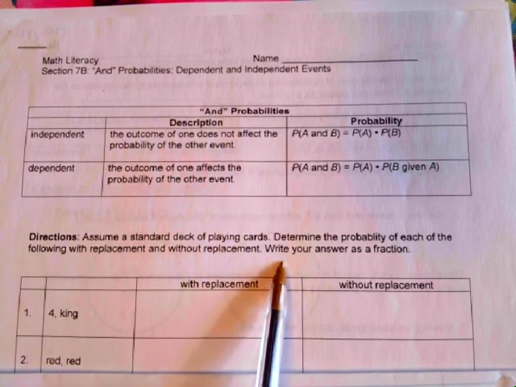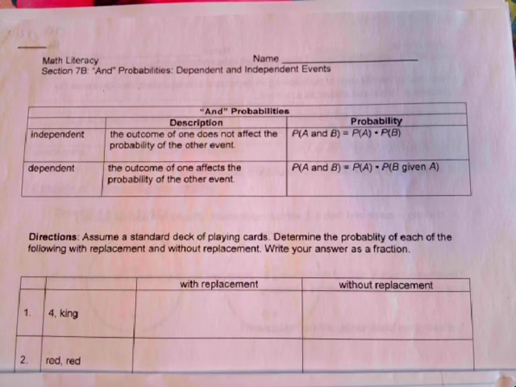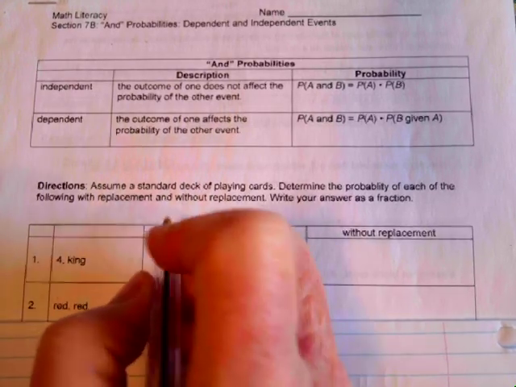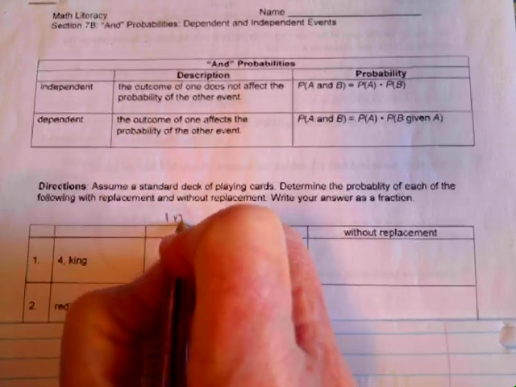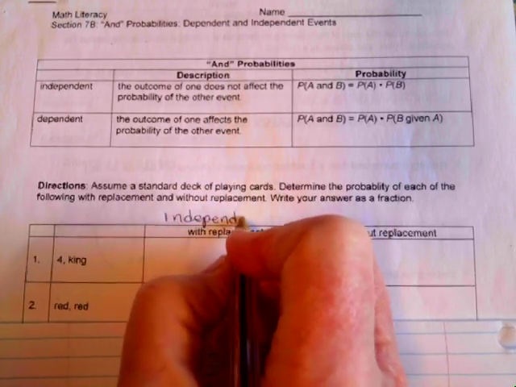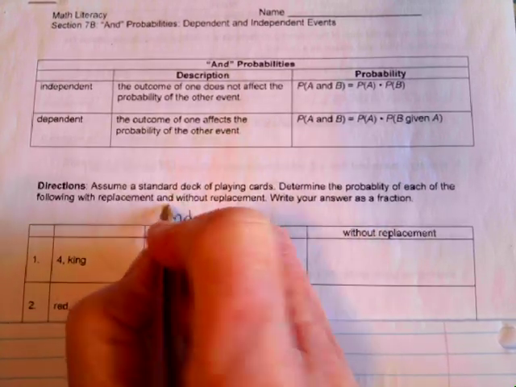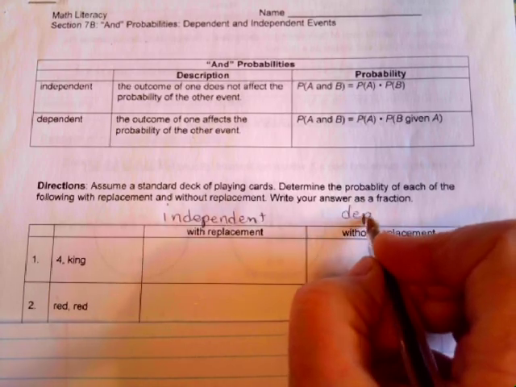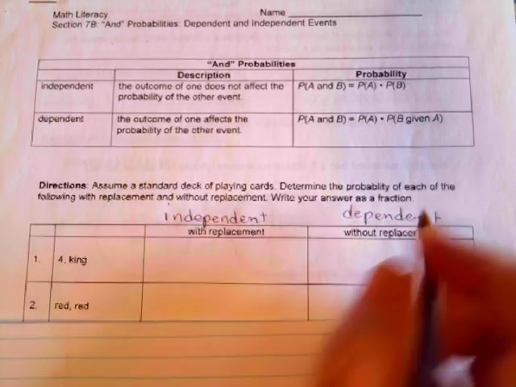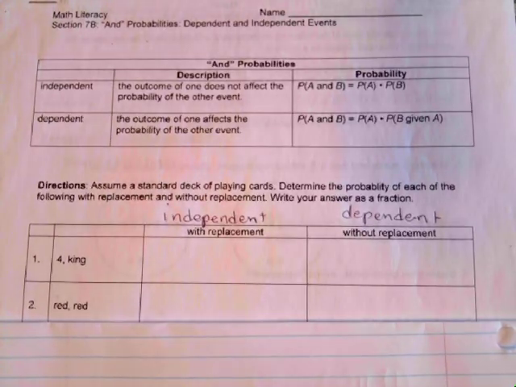Directions: using a standard deck of playing cards, determine the probability of each of the following with replacement and without replacement. Write your answer as a fraction. So with replacement is independent. Without replacement is dependent. I think after we look at a couple of these, you'll understand a little better.